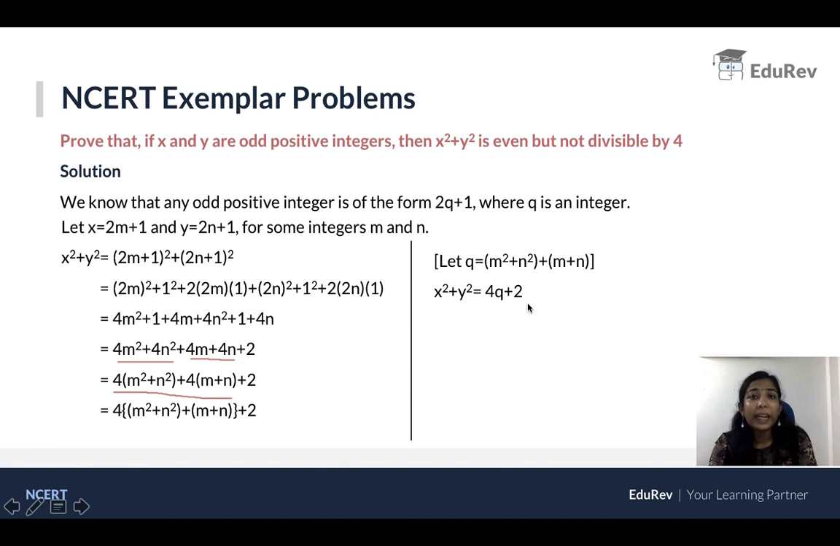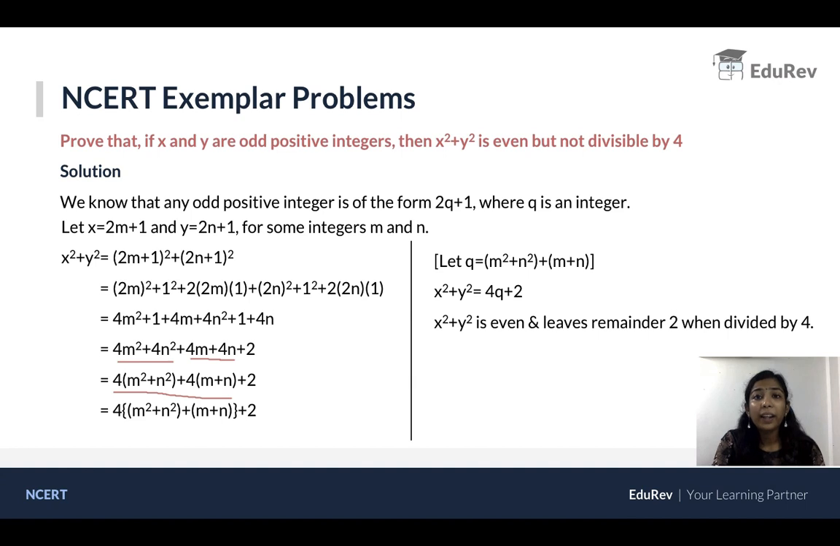4q plus 2, it is an even number. Hence, it is divisible by 2. But it is not divisible by 4. Why? 4q plus 2 means it's clear that the remainder is 2 when the divisor is 4 and the quotient is q. So I can say that x square plus y square is an even number and leaves remainder 2 when it is divided by 4. Try to understand this once again. 4q plus 2, if I take common, what is that? 2 into 2q plus 1. 2 into some number will always be an even number. Hence it is divisible by 2, or it is an even number. The first condition is proved.